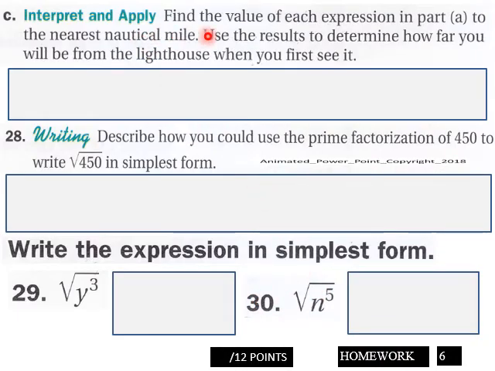Page 6, interpret and apply in part A of the previous problem. Use the results to determine how far you will be from the lighthouse when you first see it. And then 28 is a writing exercise. Describe how you would use prime factorization of 450 to write the radical 450 in simplest form. Then 29 and 30, put these in simplest form down here. You got 12 points here, page 6.